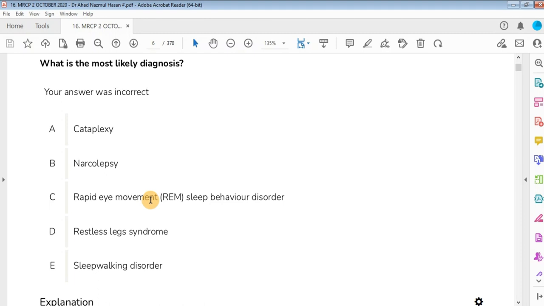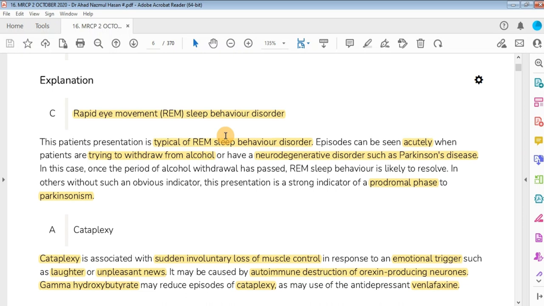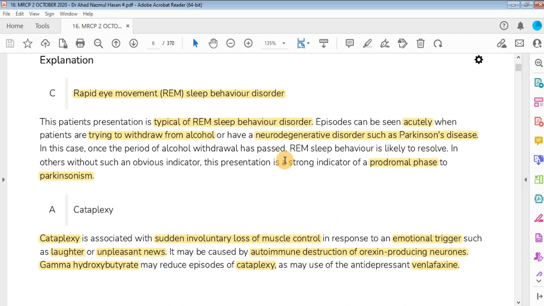This patient presentation is typical of REM sleep behavior disorder. Episodes can be seen acutely when the patient is trying to withdraw from alcohol or has a neurodegenerative disorder like Parkinson's disease. So both alcohol withdrawal as well as Parkinson's disease are significant risk factors for REM sleep behavior disorder. In this case, once the period of alcohol withdrawal has passed, REM sleep behavior is likely to resolve. In others, without such an obvious indicator, this presentation is a strong indicator of a prodromal phase to Parkinsonism.